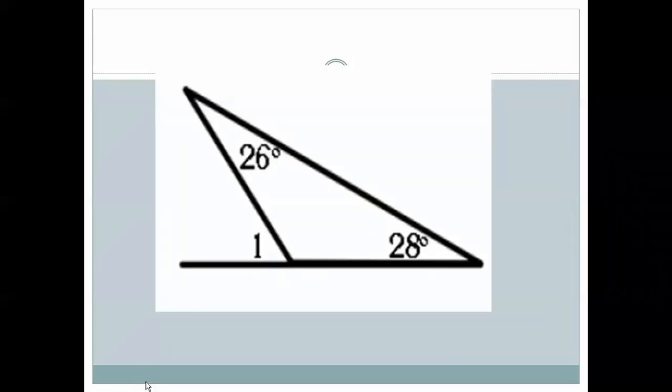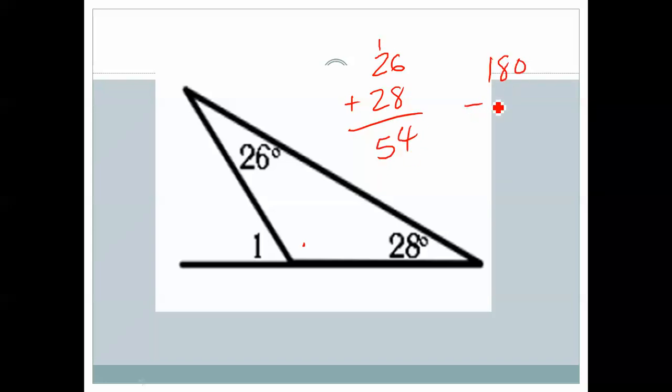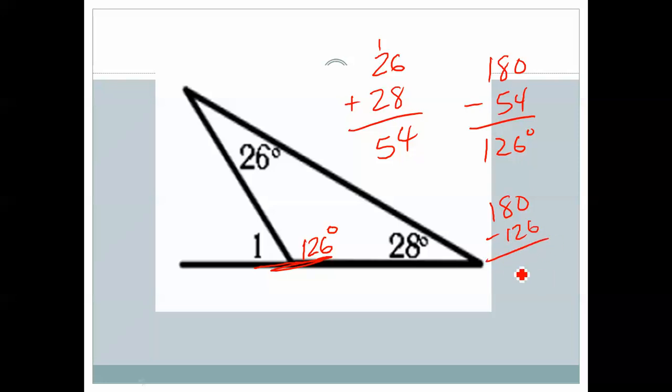Now looking at this one, again we have two angles in a triangle, so I can find the third by adding these two together and subtracting from 180. So 26 plus 28 is 54. 180 minus 54 is 126. So this angle is 126 degrees. These form a linear pair, so 180 minus 126 is 54, so angle 1 is 54 degrees.